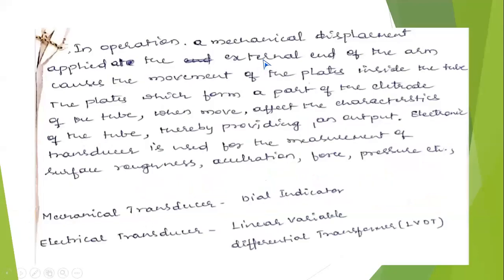In the same way, the mechanical transducer, that is a dial indicator, is a pure 100% mechanical transducer. Next, the electrical transducer, that is a linear variable differential transformer, where the movement of the core is the main function of the LVDT. So that is considered an electrical transducer.